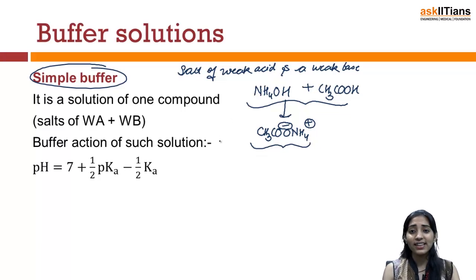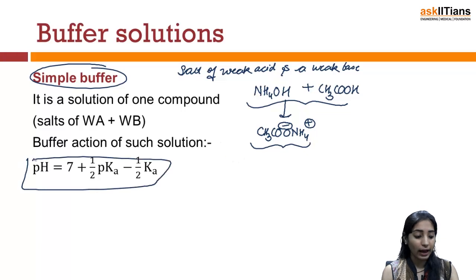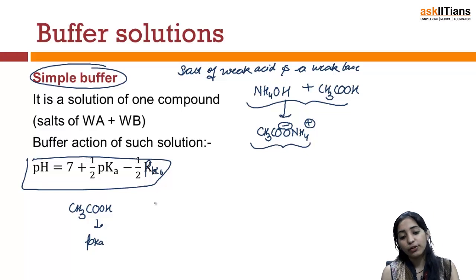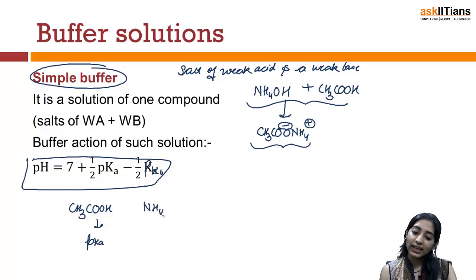For any such solution, the pH is usually given by the formula pH equals 7 plus half pKa minus half pKb. For example, consider an acid, let's say acetic acid, which has a pKa value of pKa. And let's say you have a base, for example NH4OH, which has the pKb value of pKb.